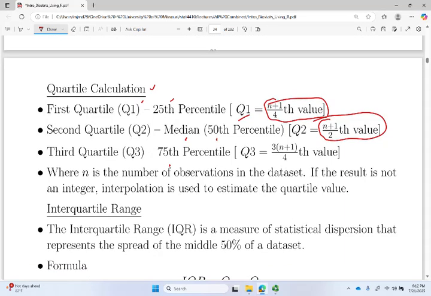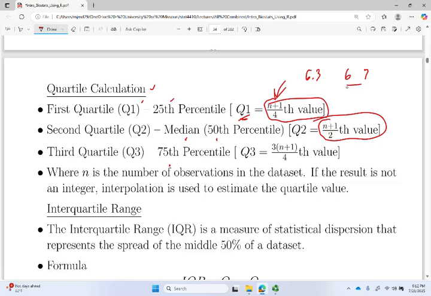And this is sometimes not an integer, so we don't know its exact position in a data set. So if we get 6.3 as, say, the first quartile, then we would take the value in the 6th position and the value in the 7th position and average those two values.